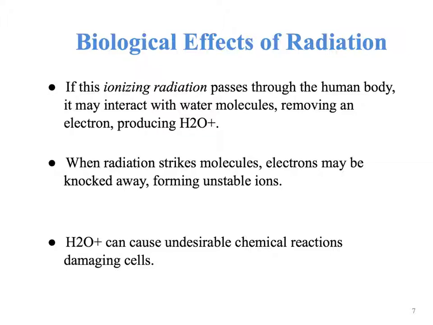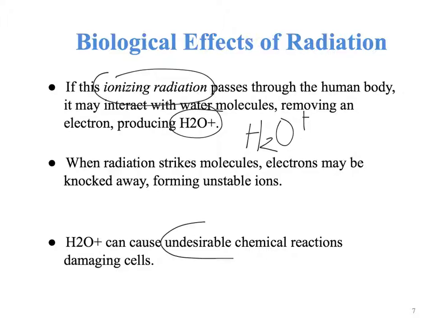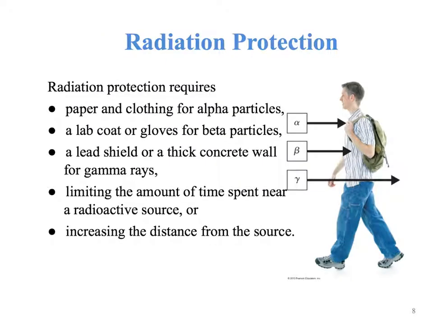So there are effects of radiation to our bodies. What is the effect? Well, the ionizing radiation passes through the human body and interacts with all the molecules that are in there, producing H2O+. This is a cation, and they can cause very undesirable chemical reactions damaging the cells.